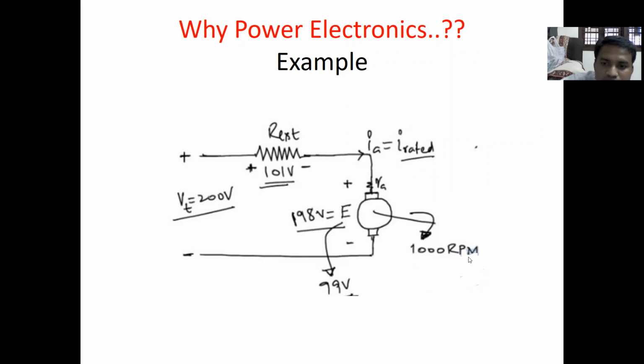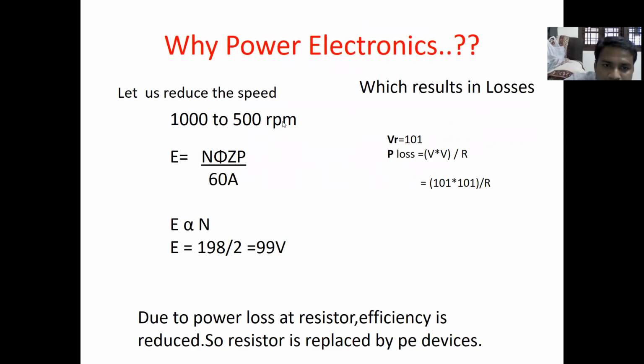If I want to change the speed from 1000 to 500 rpm, the formula for EMF is, you know, that the generated EMF is NPϕZ by 60A. So clearly we know that the voltage generated is directly proportional to speed. Suppose I want to reduce the speed from 1000 to 500, I want to reduce the voltage 198, that means half of the voltage.